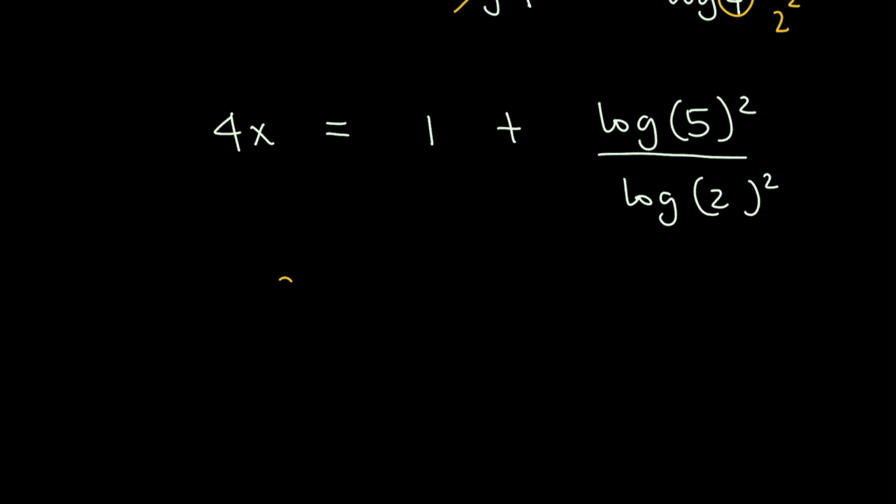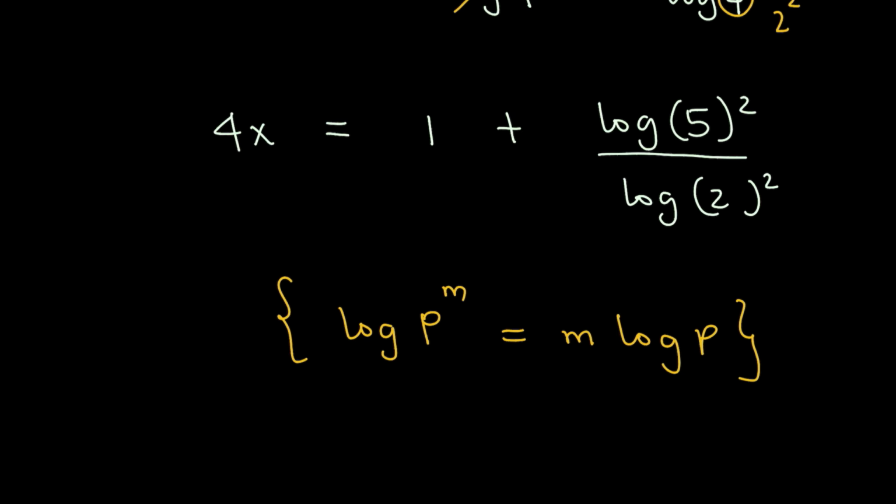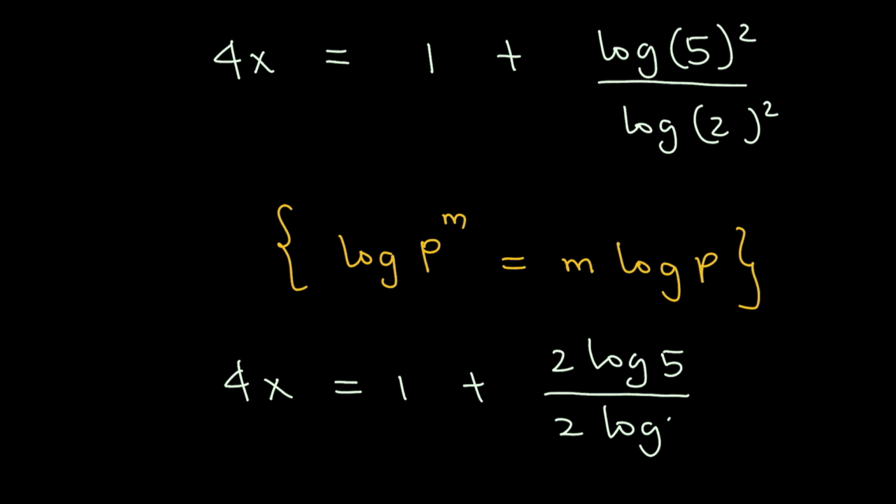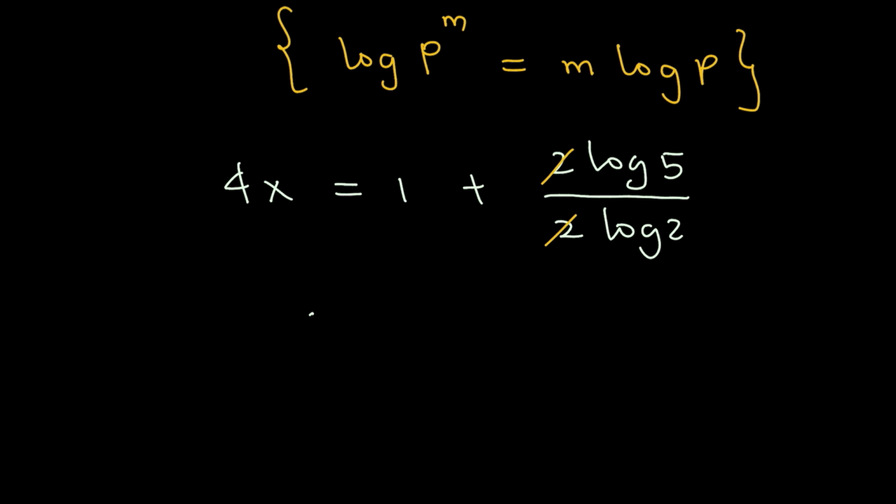And recall the law we used earlier. Given log p raised to power m, you can express this as m log p. So 4x is equal to 1 plus 2 log 5 divided by 2 log 2. And with that, this 2 cancels this 2. And we can say 4x is equal to 1 plus log 5 divided by log 2.